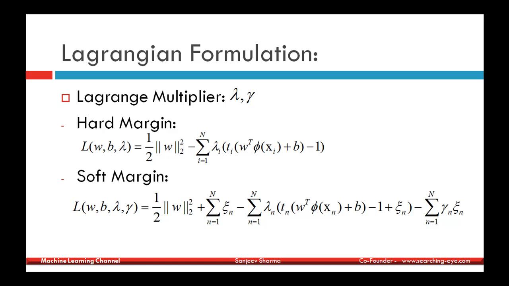The Lagrange function is a function of w, b, lambda and gamma for the soft margin, and for the hard margin the Lagrangian is a function of w, b and lambda, where w and b are the primal variables, and lambda, and also gamma in the case of the soft margin, are the dual variables or the Lagrange multipliers.